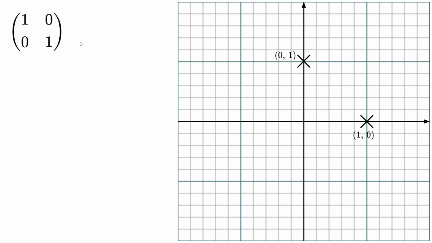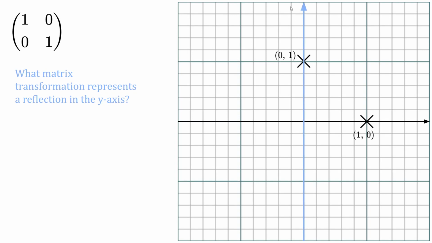So identity matrix, draw it on again. We're going to have a look at another question. 1, 0, 0, 1. What matrix transformation represents a reflection in the y-axis? So let's draw on the y-axis here. Remember, start with this point, 1, 0. And that moves over here to minus 1, 0. And this one, if you were to reflect it in the y-axis, it'll just stay in the same point. So it'll be 0, 1.